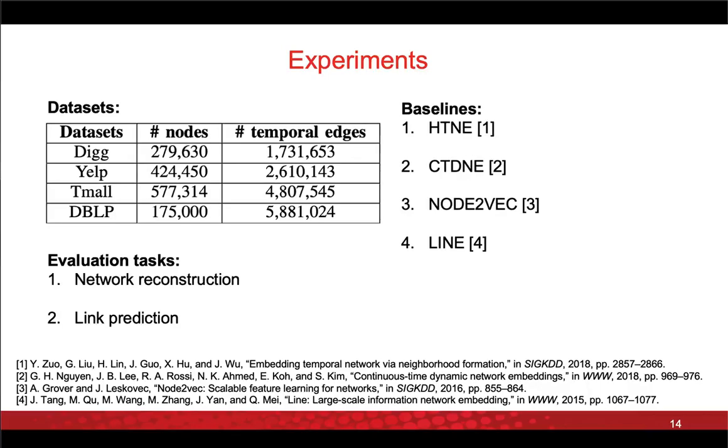We conduct experiments on 4 real-world datasets and compare against 4 methods on network reconstruction and link prediction tasks. Among the baselines, HTNE and CTDNE are the state-of-the-art temporal network embedding methods, and Node2vec and LINE are classical static network embedding methods.